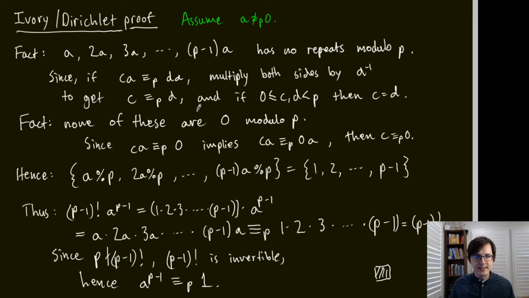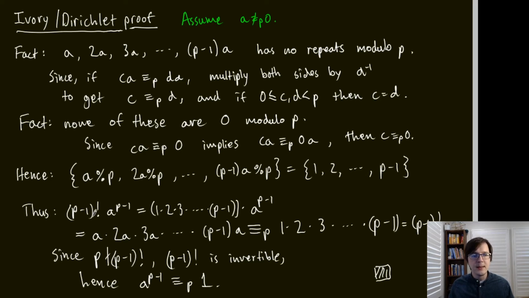So what that means is that if we take all the residues of all these numbers, all p minus 1 of these numbers, then by rearranging them, we get just the numbers 1 through p minus 1. We get all the residues that are not 0, all p minus 1 of them.